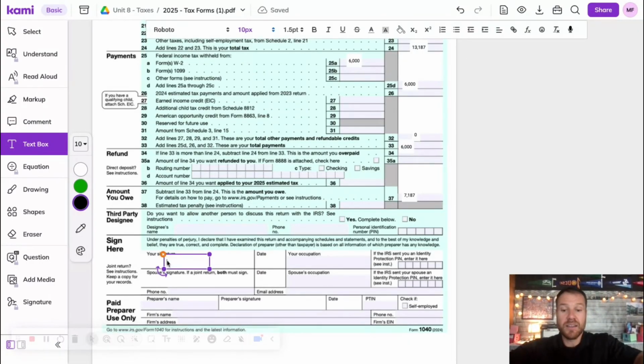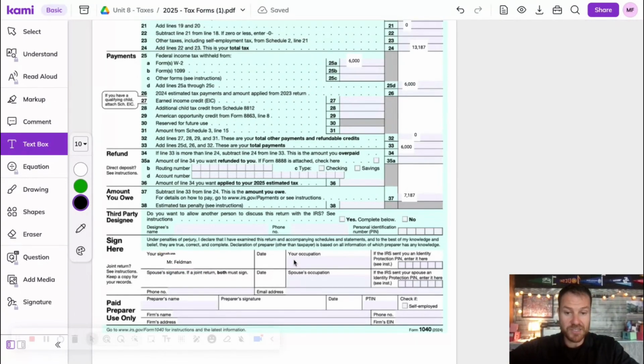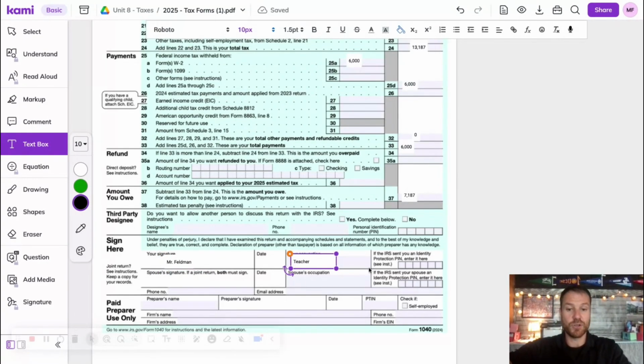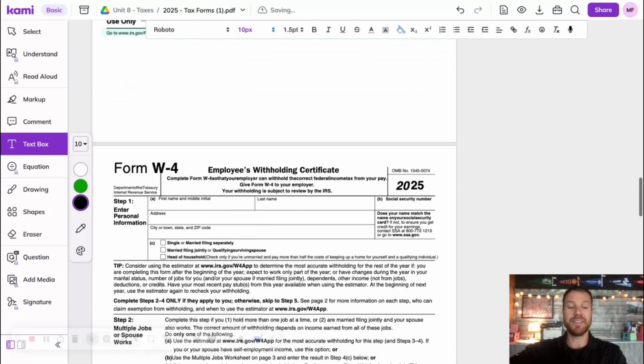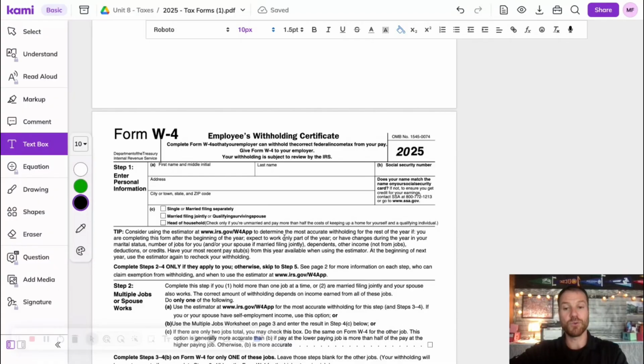I then have my students sign Mr. Feldman. You wouldn't sign it as Mr. Feldman. I do always have them list their occupation, and I do that because if you go to get a loan, the lender wants to see multiple years of similar types of work. And then that gets us down here to the W-4, this form.